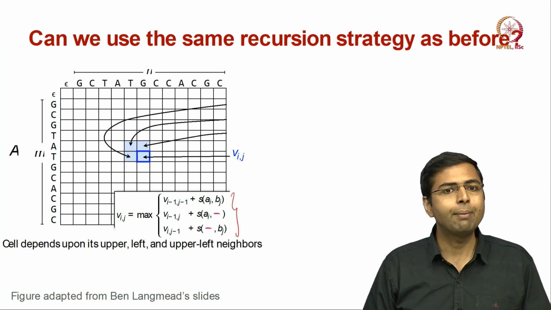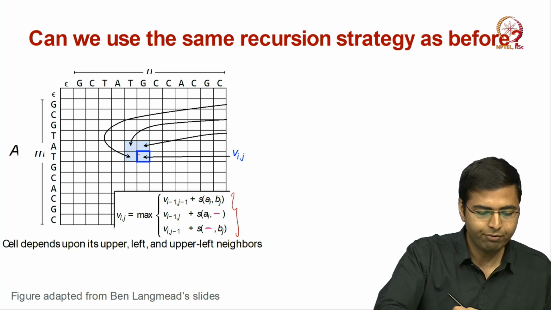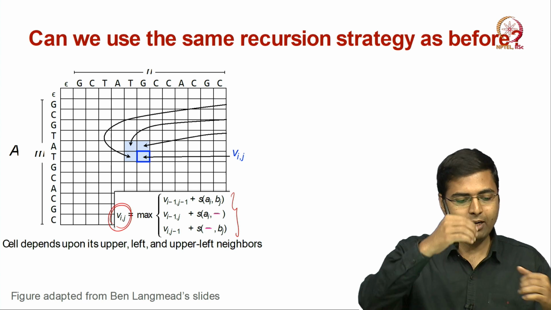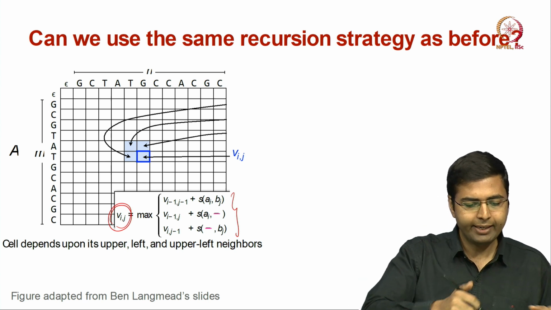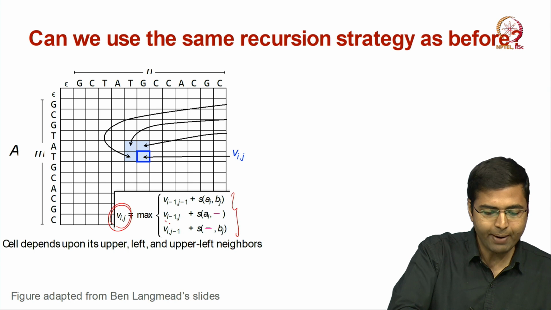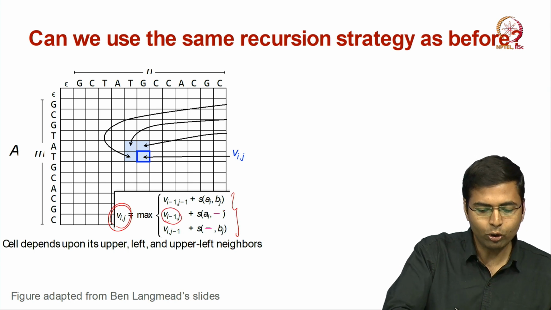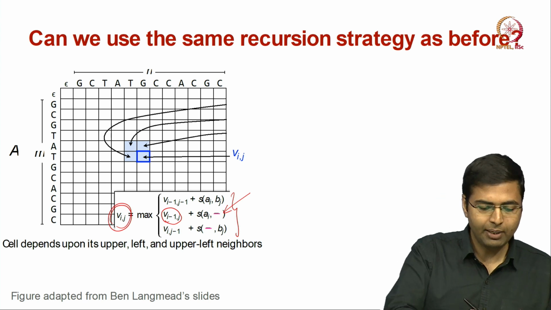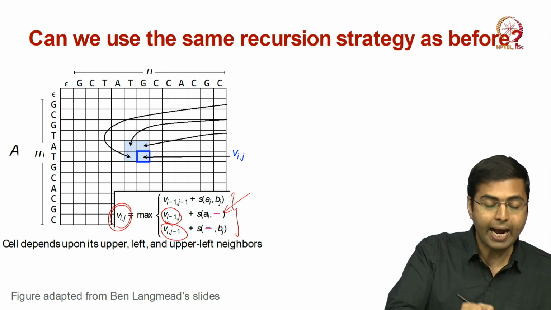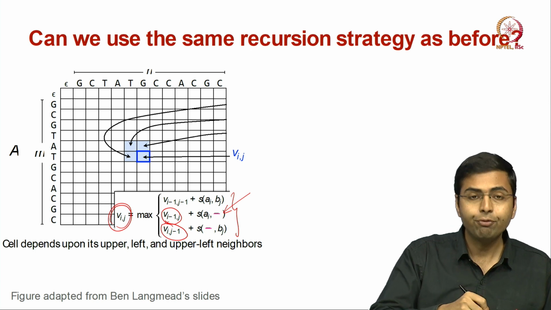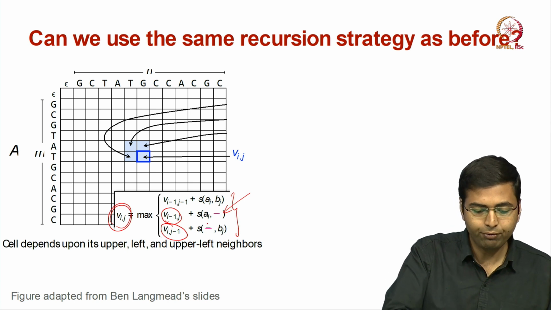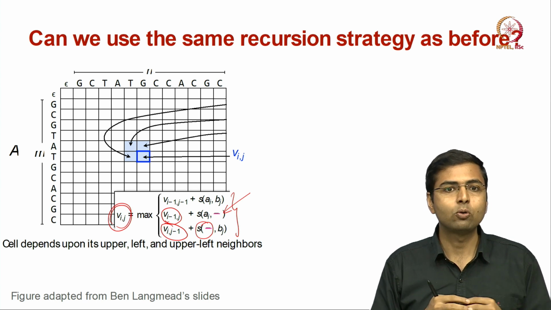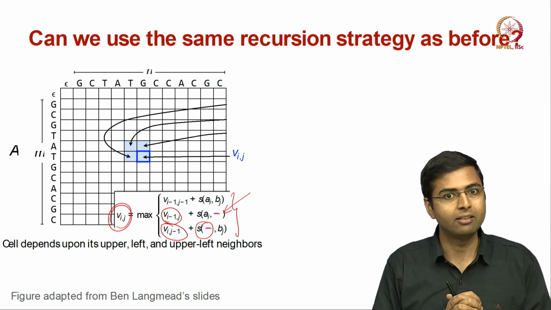Well, if you think about it, remember that when we were defining Vij, we had three possibilities, depending on how the alignment ends. Vij can depend on Vi-1,j if you want to end the alignment with a space character on the second sequence. Similarly, Vij can depend on Vi,j-1 if you want a space character on the first sequence. Can we use this same scoring system now? Can we use the same recursion strategy?